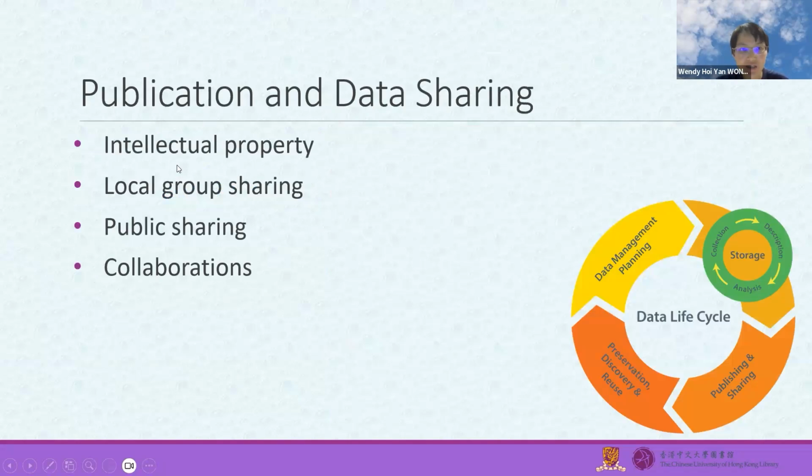Publication as data sharing involves intellectual property. Do you own the IP of the data you share, or did you get the data from somewhere else and the IP belongs to someone else? If you are using someone else's data, you have to cite and acknowledge them when you share your data. And will you share to the public, or to your collaborators, or to a local research group, for example?